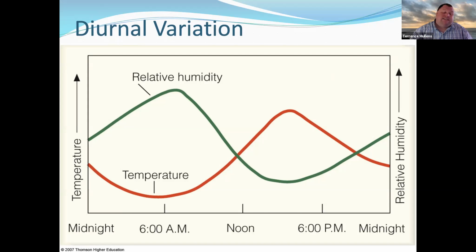The green line represents relative humidity. It peaks right around where temperature is at its lowest. And then relative humidity is at its lowest right as temperature peaks. So that is this beautiful relationship between temperature and relative humidity. They are oppositely related to one another.